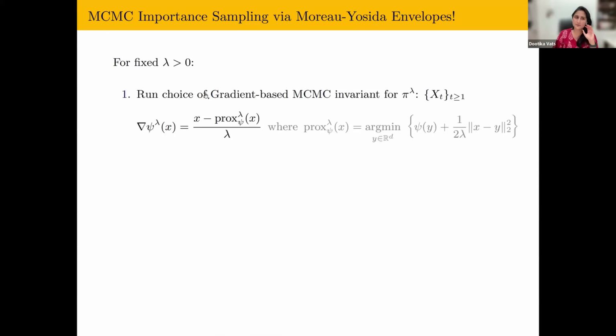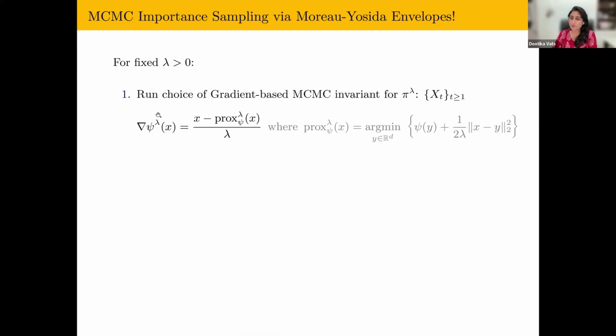And then what we do is say, well, you run your choice of gradient-based MCMC method that's invariant for pi lambda, not pi. Right? So once you fix your lambda, you look at your approximation pi lambda, and you choose your favorite gradient-based method there. Now, the good news is that pi lambda is going to be smooth and will be gradient Lipschitz as well. So a large class of these algorithms can work fairly well.